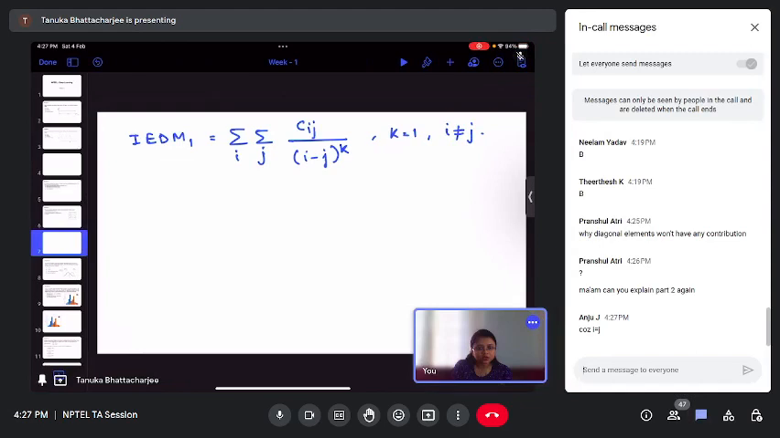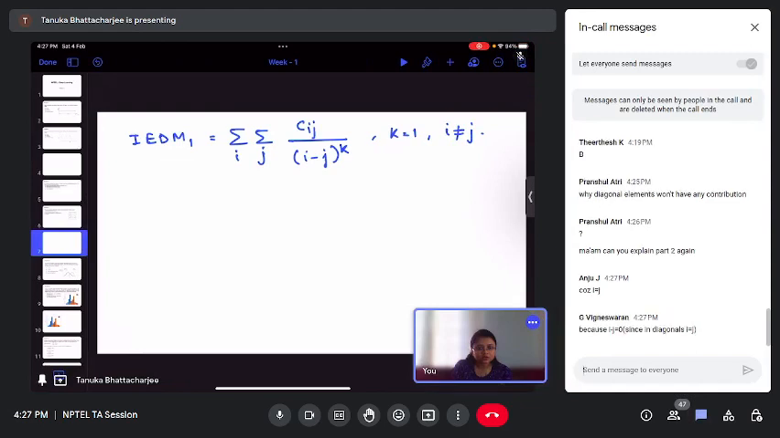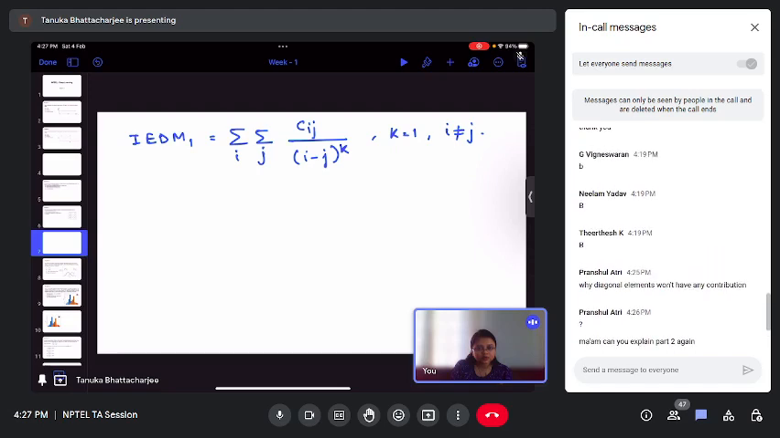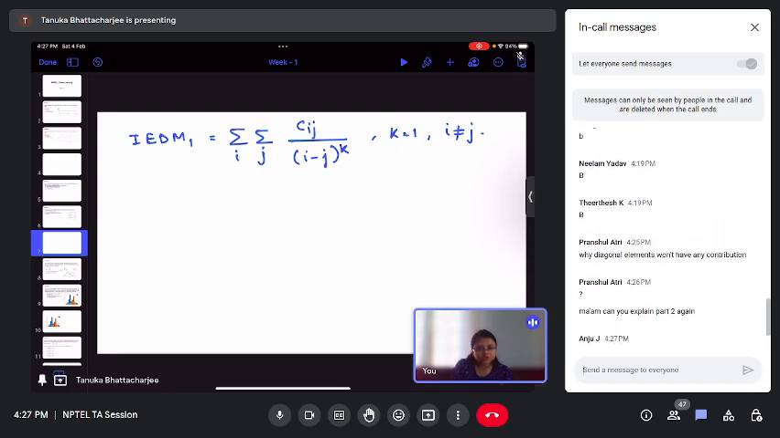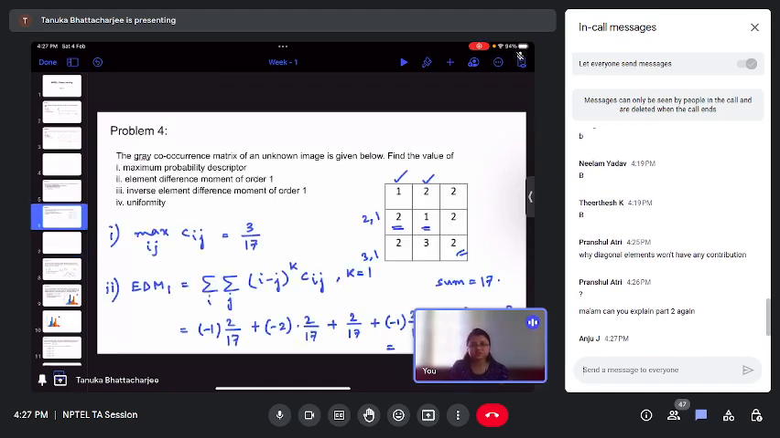Okay, just let me go through the comments. Pranshul Atri, why diagonal elements won't have any contribution? So, Pranshul, if you see the formula has (i minus j) to the power k. Here I am taking k equal to 1. So, for the diagonal elements, your i, j are always equal. So, this element is the 1, 1 element, this is the 2, 2 element. So, i and j are always equal. So, if I am taking the difference here, it will always be 0. So, those elements will never contribute into this.